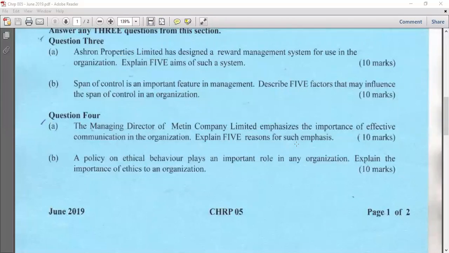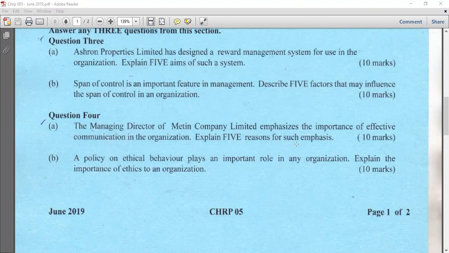Importance of effective communication. Stella? Yes, Malima. What are the importance of effective communication? It reduces conflict. Reduces? Conflict. Seraphine? It brings about clarity, so there is no ambiguity as to what is supposed to be done.